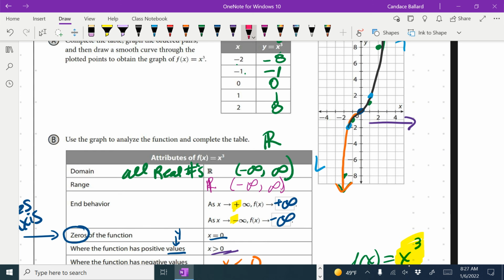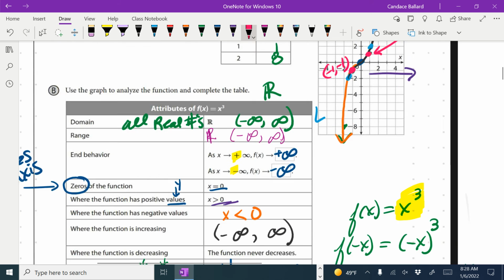So I'm going to look at this point right here that's on the graph. That point right there is the point 1, 1. So in order for it to be symmetric about the origin, I would also need the point negative 1, negative 1. Look at that point right there. It's out negative 1, down negative 1. So we would say that this graph has origin symmetry. We could test other points too, but we would say this one has origin symmetry.